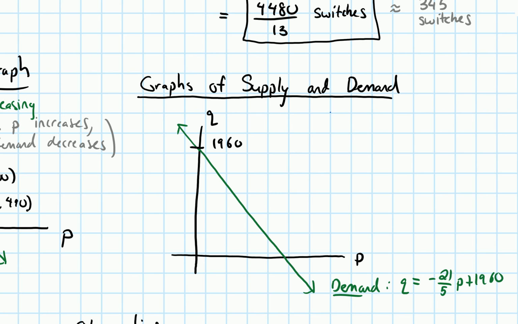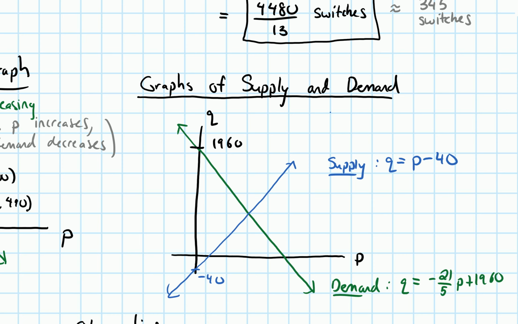And for supply, let me just write down what its equation was to remind myself. So supply was Q equals P minus 40. So P minus 40, which means the y-intercept here is going to be a negative number, actually. It's going to be negative 40. And then the slope is positive, so the graph is going to be going upwards like this.